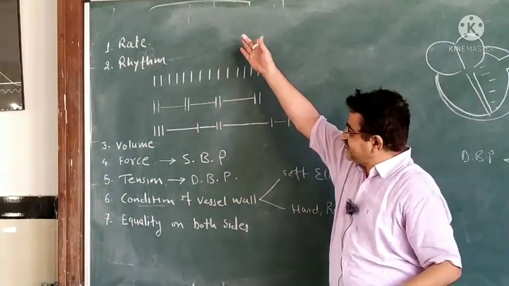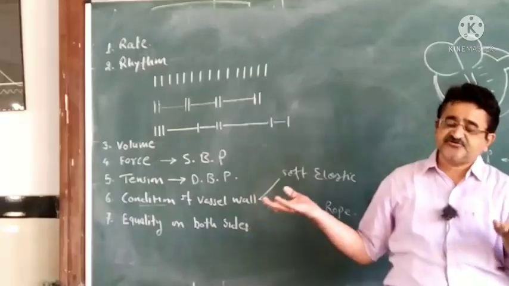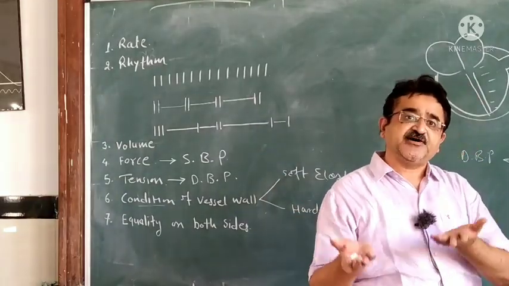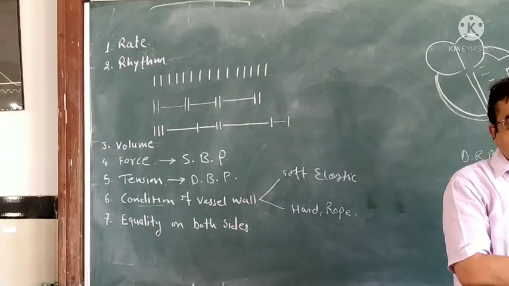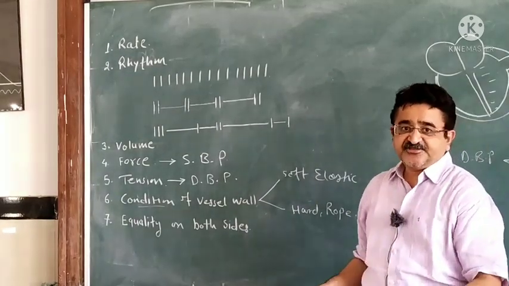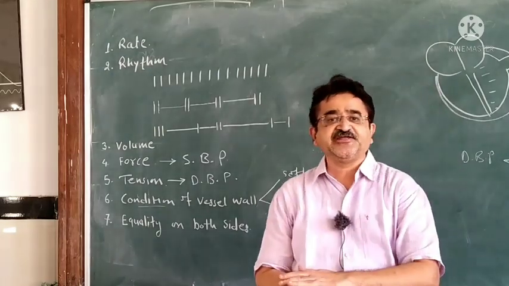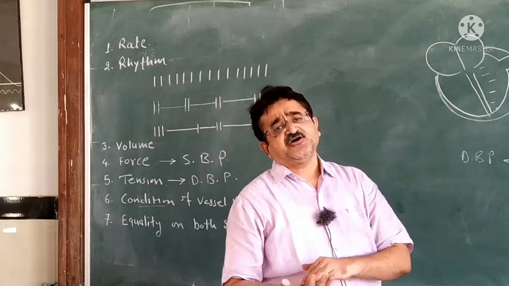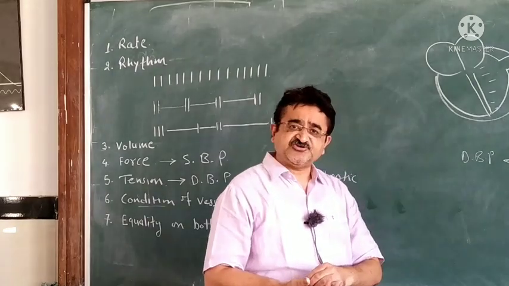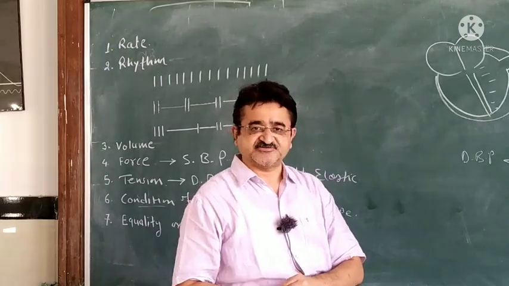Then all these points are examined on the other side, and we see whether the pulse on the other side is equal or not. So these are the points which we examine in the examination of the radial pulse: rate, rhythm, volume, then force, tension, condition of vessel wall, followed by equality on both sides.